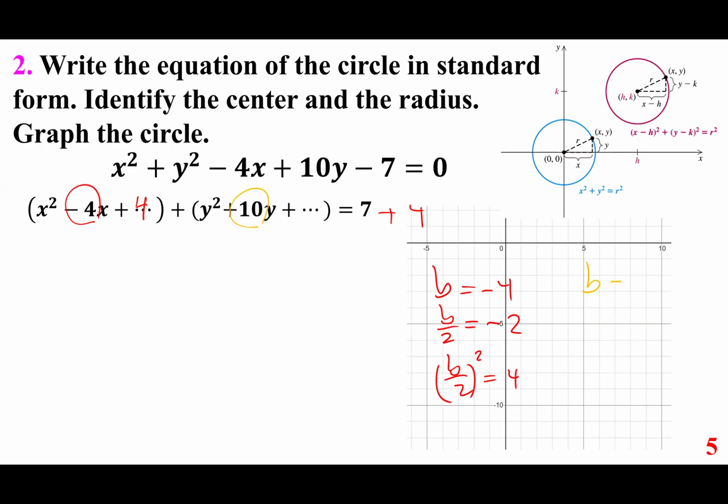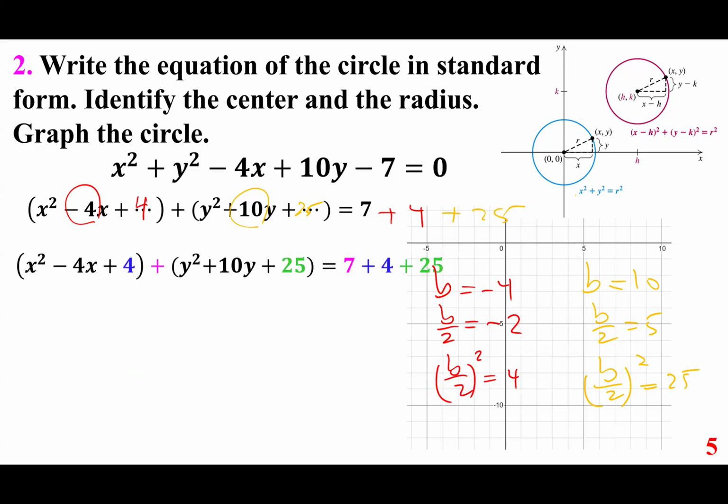This one, b is 10 divided by 2, 5. Square it, 25. So we need 25, which means this is x minus 2 squared plus y plus 5 squared. Always put the b over 2. And 7 plus 4 plus 25 adds up to 36. So we have a circle centered at (2, -5). The radius is the square root of 36, or simply 6.